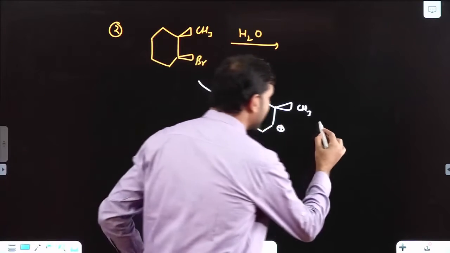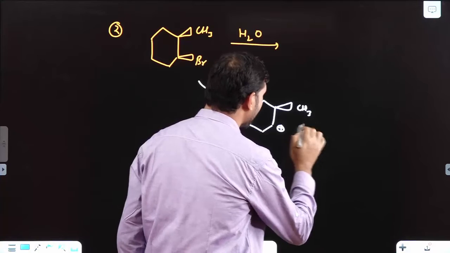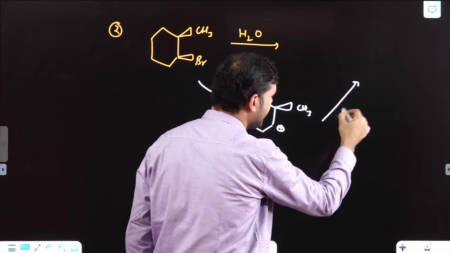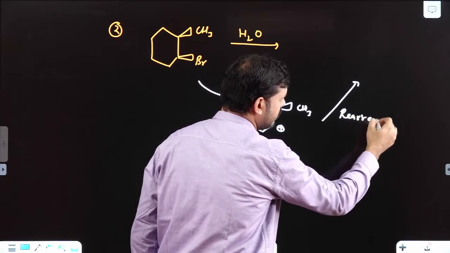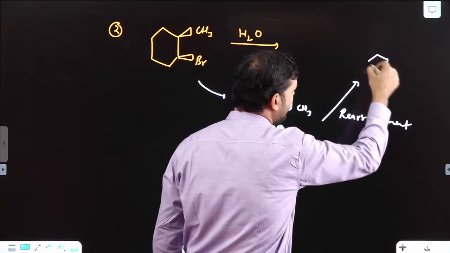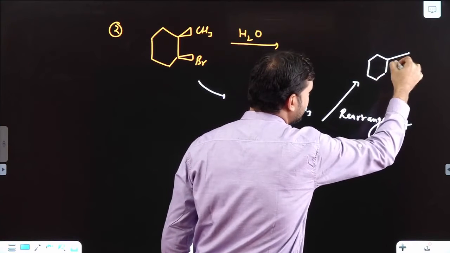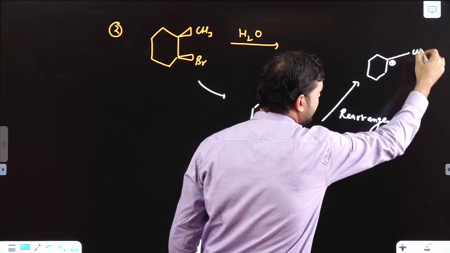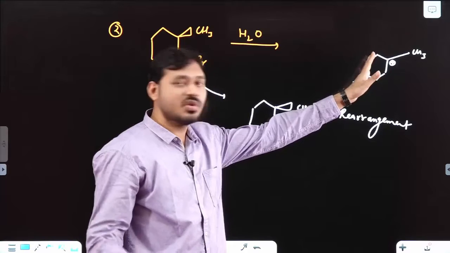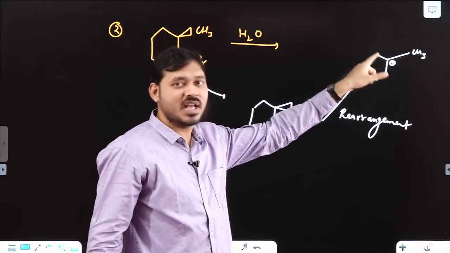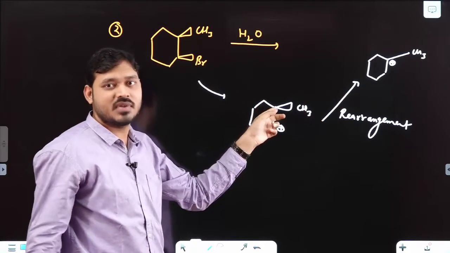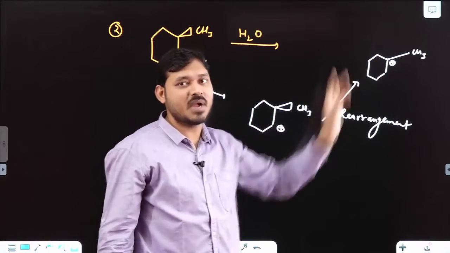But in this question, after this part, what will happen? Rearrangement. So what will you get? The carbon atom having CH3 will be sp2 hybridized. So here there is no necessity of telling wedge or dash form, because now it is sp2 hybridized. Here it was sp3, so wedge dash mattered, but here it won't matter.